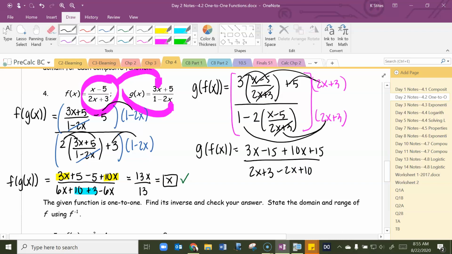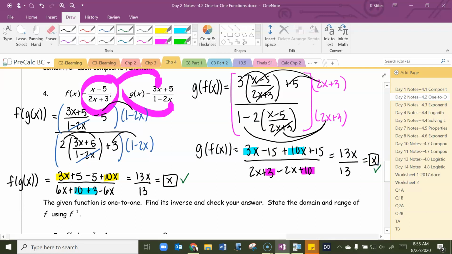And actually, the same sort of thing happens. We have a 3x plus 10x because the 15s are canceling. And on the bottom, we have a 3 plus 10 because the 2x's are canceling. And we have a 13x over 13, which is just x.